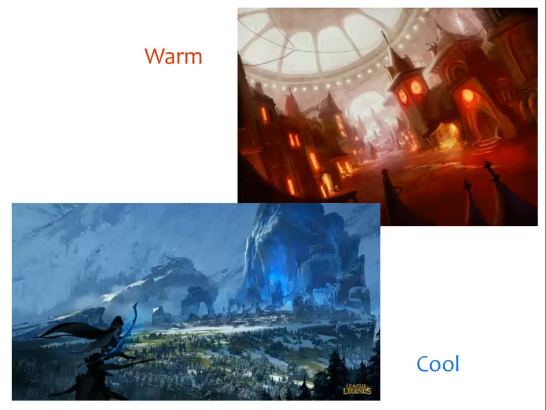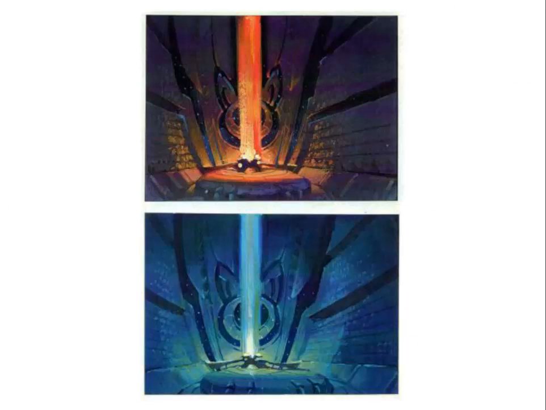So let's take a look at another couple of examples here. In here we have color keys of the courtroom from the movie Lilo and Stitch. So at the top here we have our warm color palette, and at the bottom we have our cool color palette. So let's take a look at the upper image here. Now this image uses warm colors. But look at this image. It doesn't seem like a very nice courtroom to be in. It looks very hostile to me.